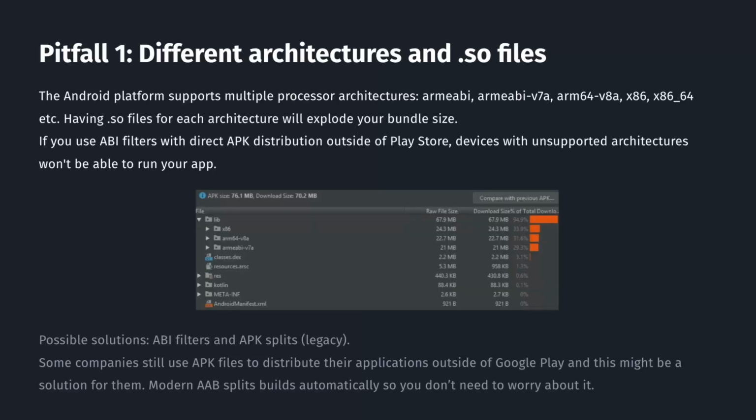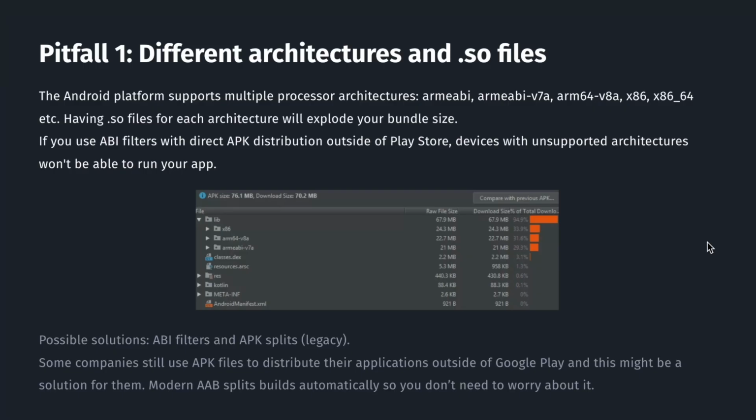Let's get started. The first one I wanted to mention is about different architectures and SO files. We need to remember that Android supports a huge variety of different devices and architectures. Some of them are obsolete, some are actually in use. There are two ways of distributing your application. The first one is via Google Play, in which case an AAB file will be generated. The second is outside of Google Play via an APK file. Maybe you need to publish it on a specific website so your users can download it.